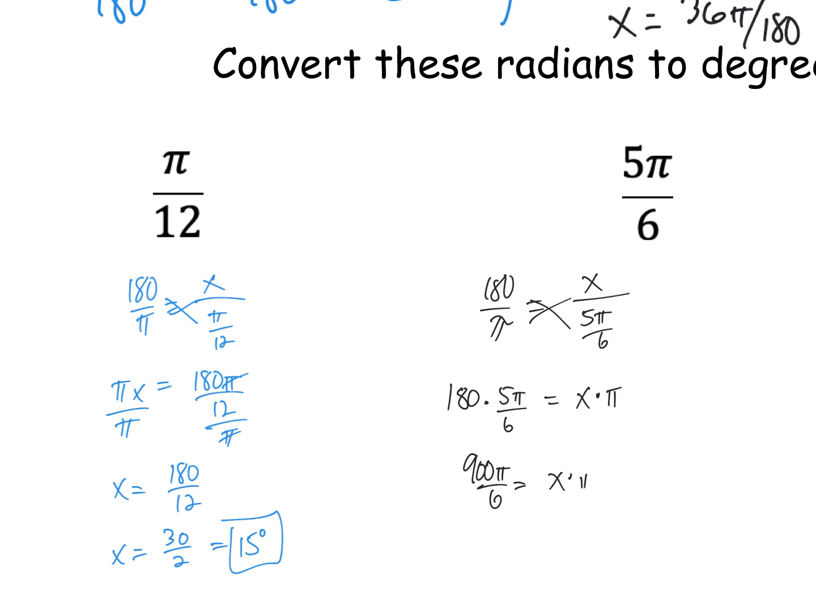equals x times pi. We can divide by pi to cancel out the pi's, and we get 900 over 6 equals x. 900 divided by 6, I think is, yeah, it's 150, so x would be 150. All I did was I just did that in my calculator. If we got a decimal, that would be fine as well.